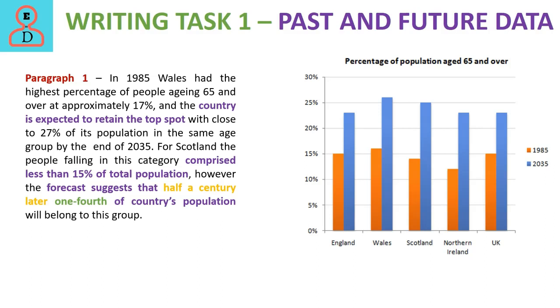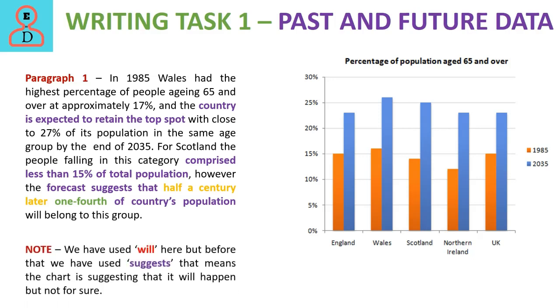Then we move to Scotland, where we have used phrases like comprised, forecast, and half a century for a period of 50 years and 1/4. Observe very carefully how we have presented the data in a completely different format as compared to Wales.